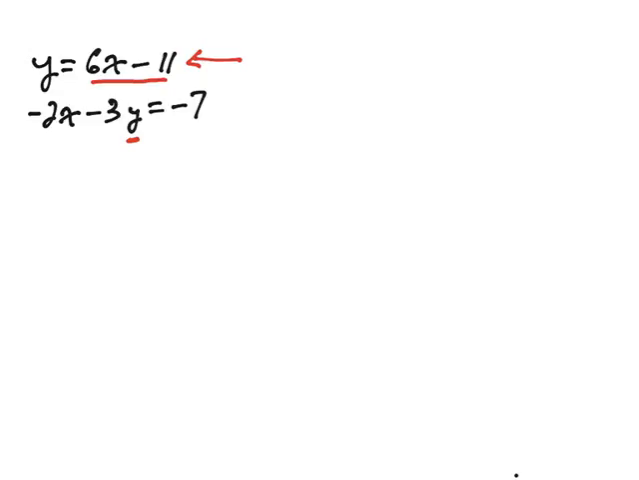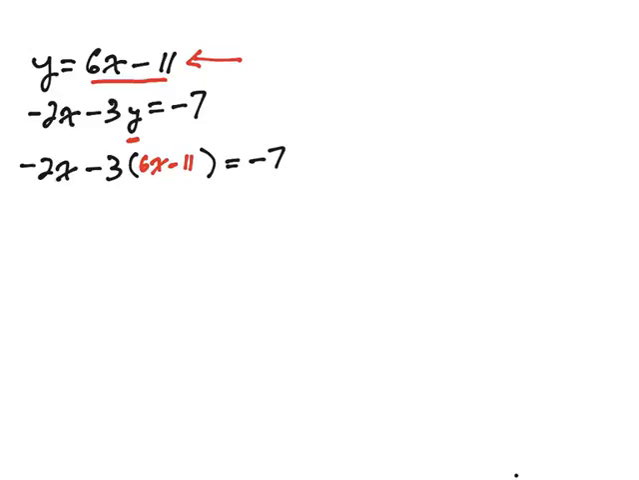And what that does is rewrite the second equation using only one variable, x. And when you have one variable, you can solve an equation. If you have two unknowns, an x and a y, you can't solve an equation. So let's go ahead and take a look at how that works. We have negative 2x minus 3 times the value of y equals negative 7. And the value of y is 6x minus 11. So now we just have to go about the steps for solving this equation.